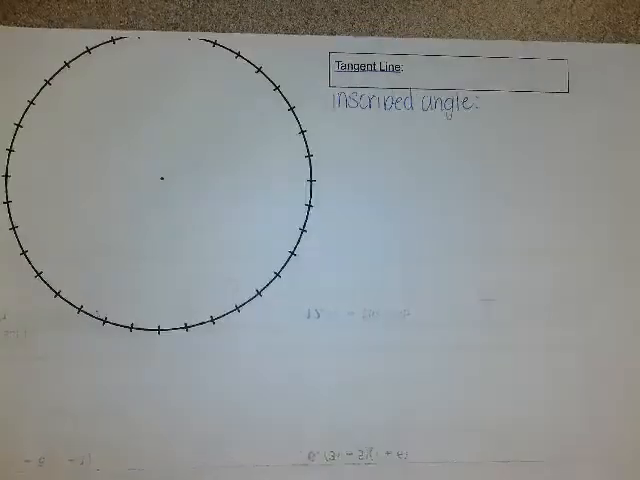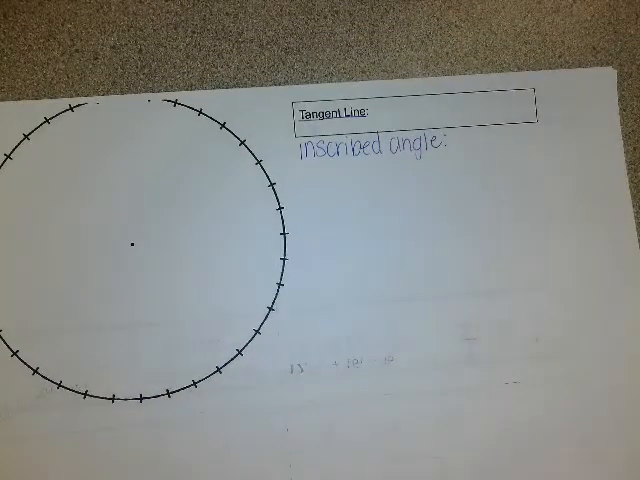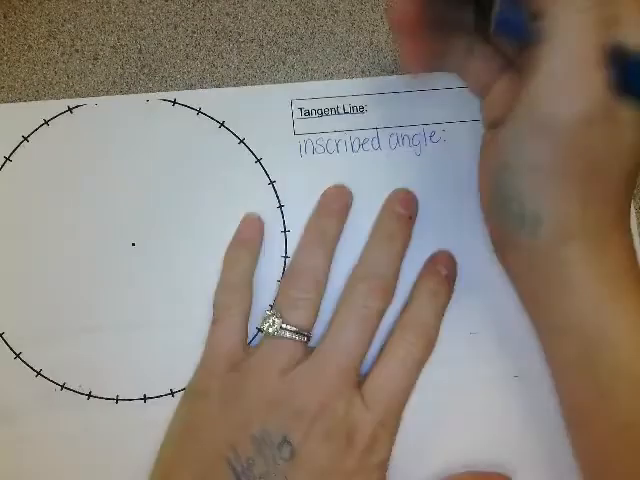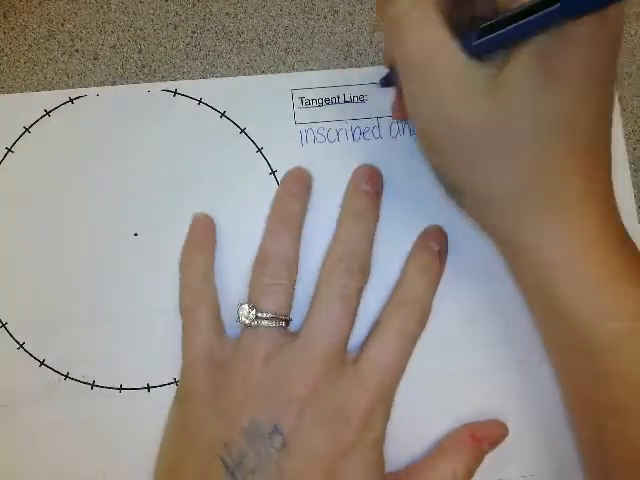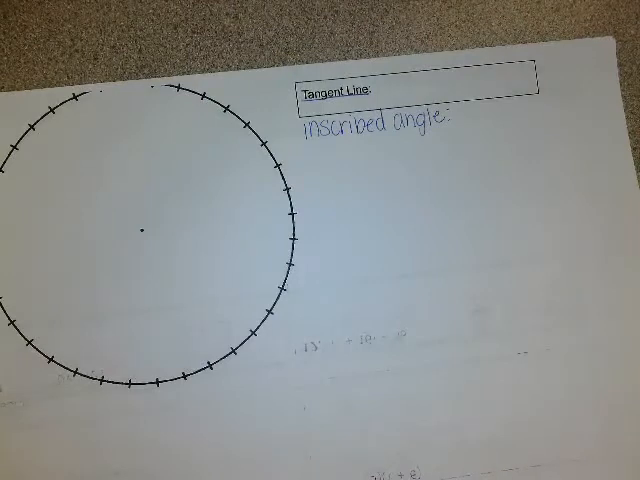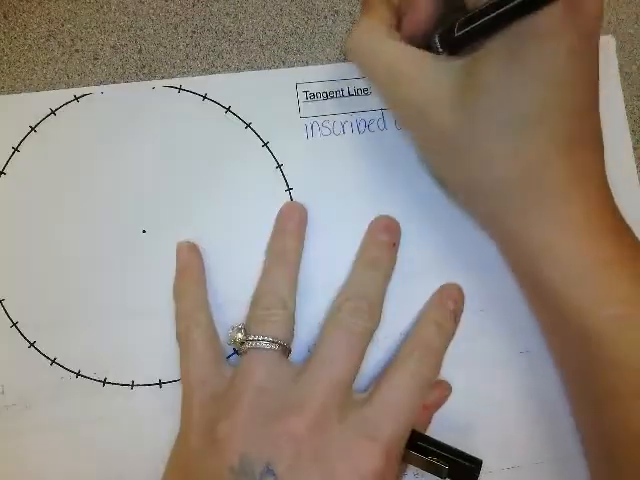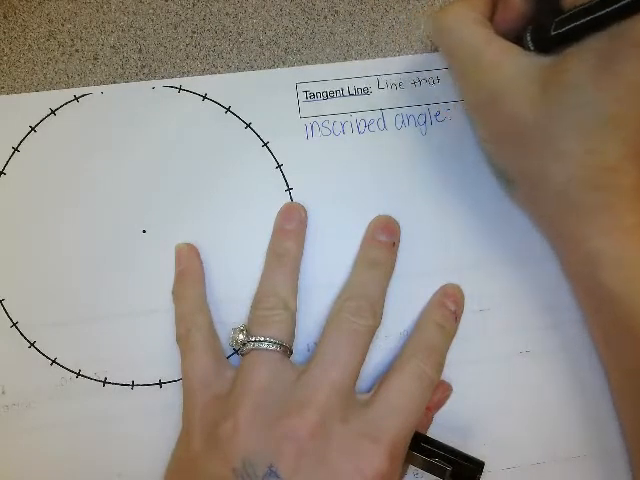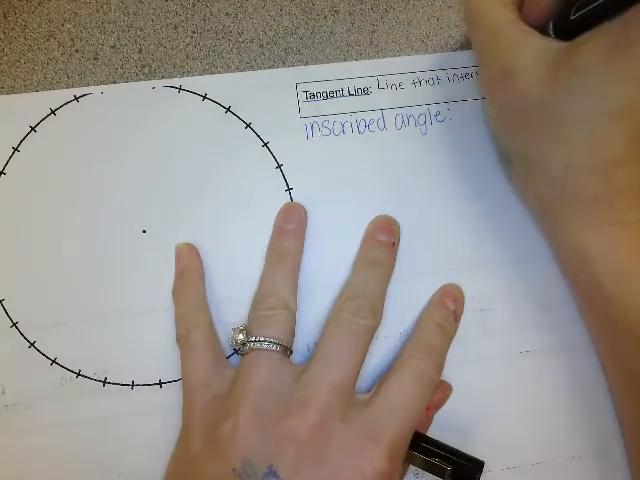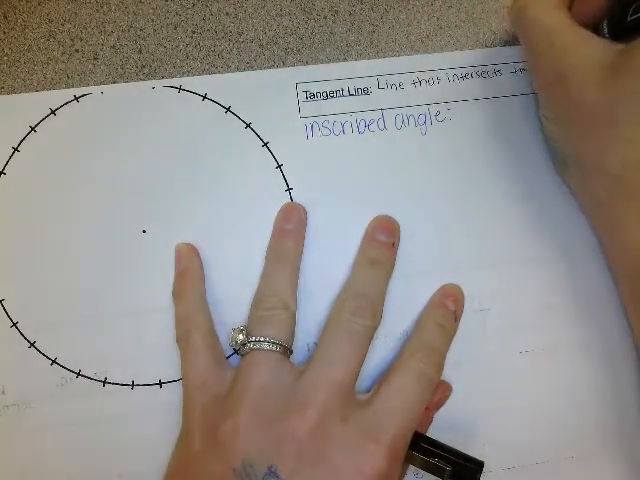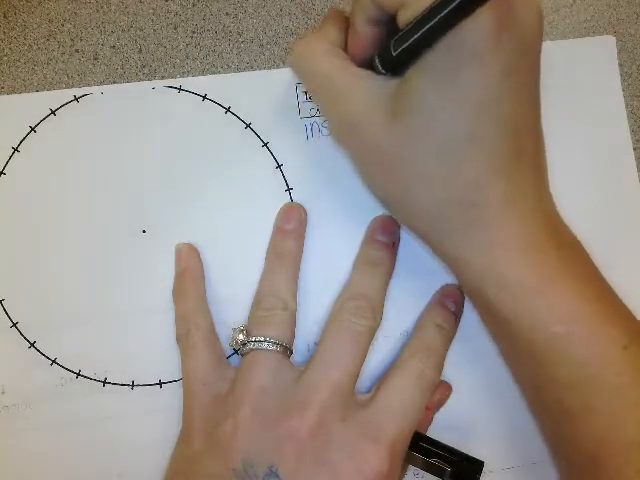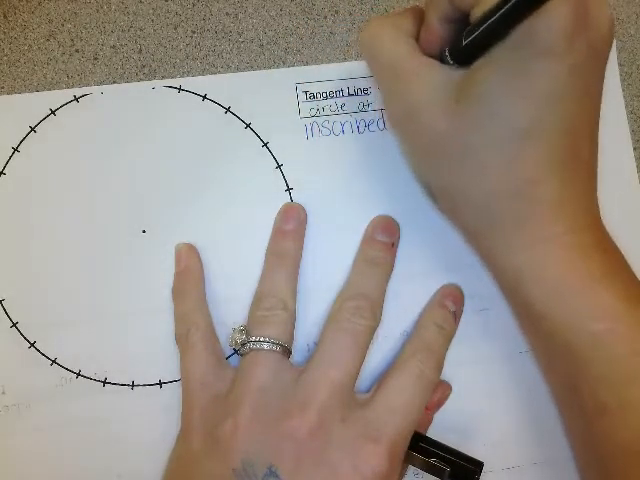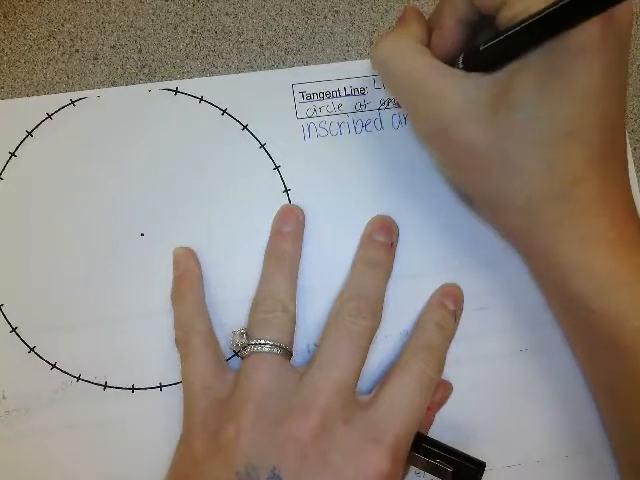Okay, so what do we get for tangent line? Okay, awesome. So it's a line that intersects the circle at exactly one point.